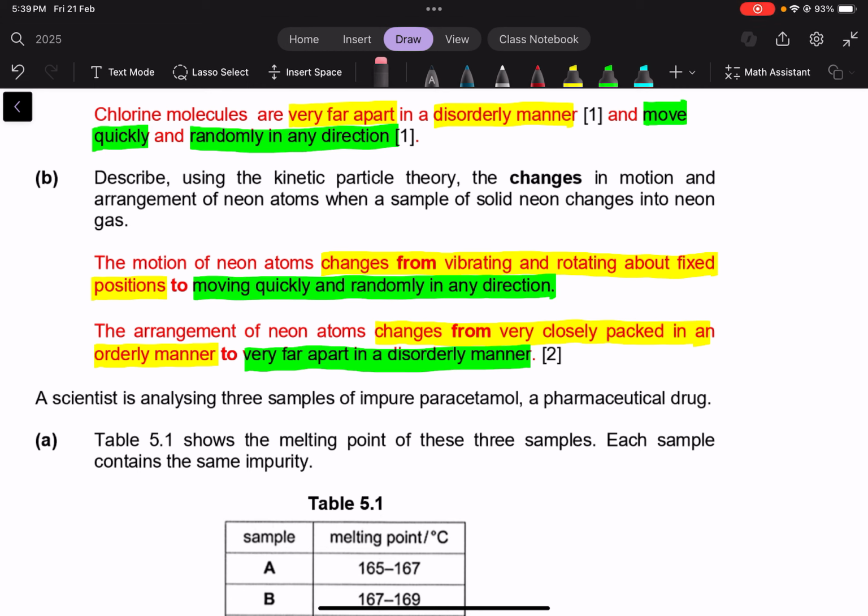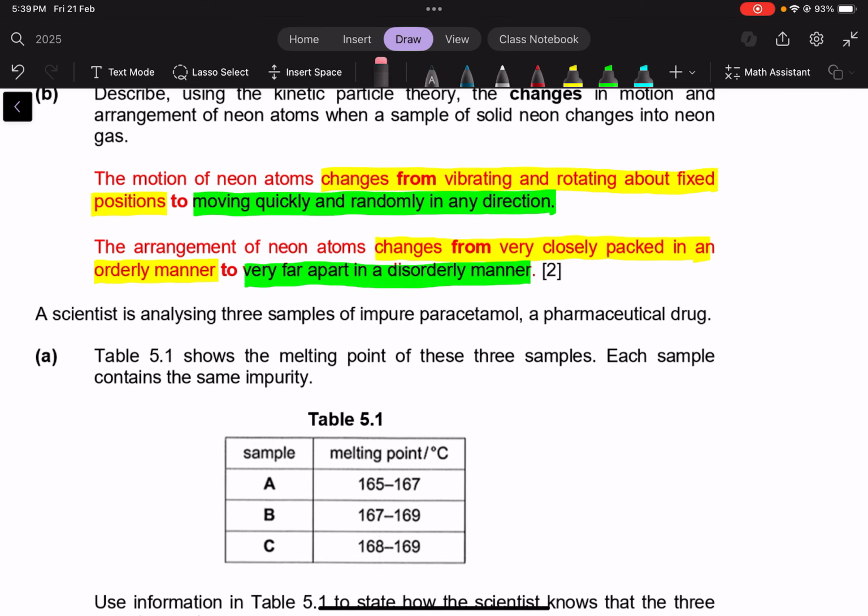In this question, the way you should answer it is: motion changes from what to what. Then arrangement changes from what to what. So this is how you should phrase your answer. Okay, if not, let's move on.